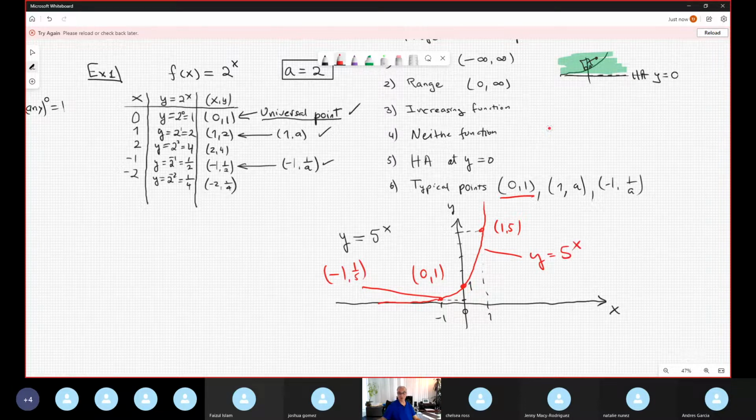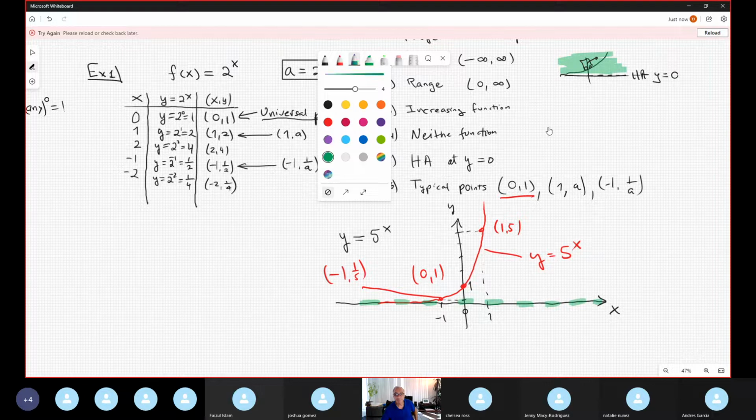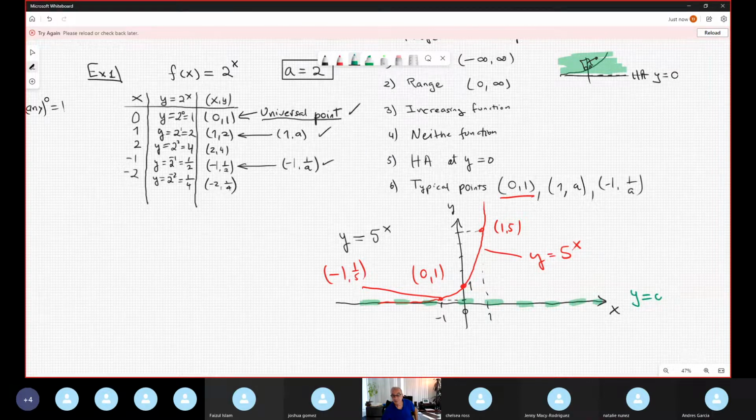This is easy, right? For any base, you do exactly the same. Don't forget the 3 points and don't forget the horizontal asymptote. And we have no vertical. For the exponential, we never have a vertical, only a horizontal, at y equals 0. It's coincident with the x-axis. Is it clear?